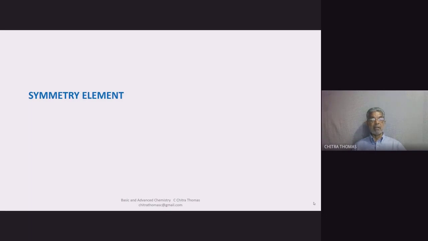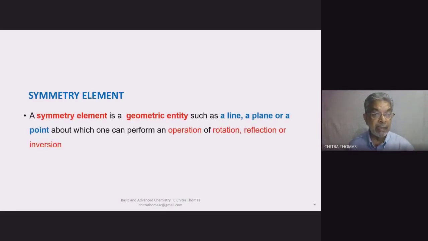Now, symmetry element. A symmetry operation is a movement of the molecule. A symmetry element is a geometric entity such as a line, a plane, or a point about which one can perform an operation of rotation, reflection, or inversion. So a symmetry element is a geometric entity. And the geometric entities are line, plane, or a point about which you can perform an operation of rotation, reflection, or inversion.